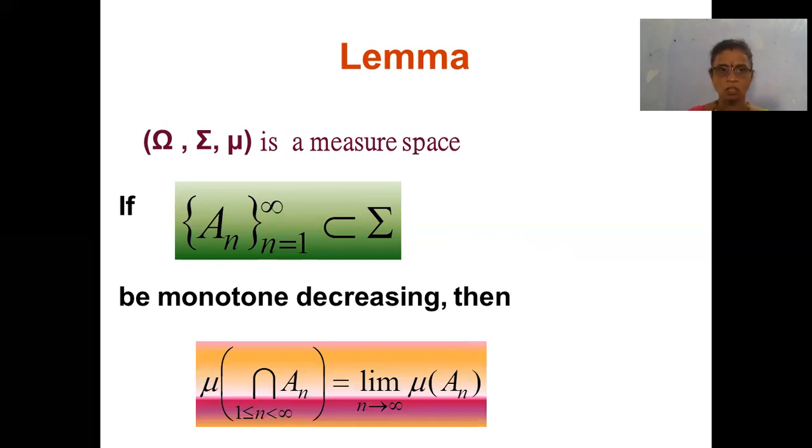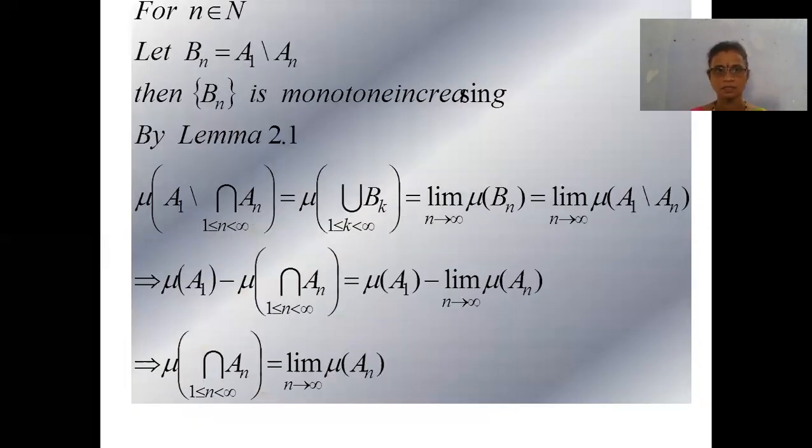Now, the triple omega, sigma, mu is a measure space. If the sets A n, where n varies from 1 to infinity, are a subset of sigma and monotone decreasing, then mu of intersection over 1 less than or equal to n less than infinity A n equal to limit of mu of A n, where n tends to infinity.